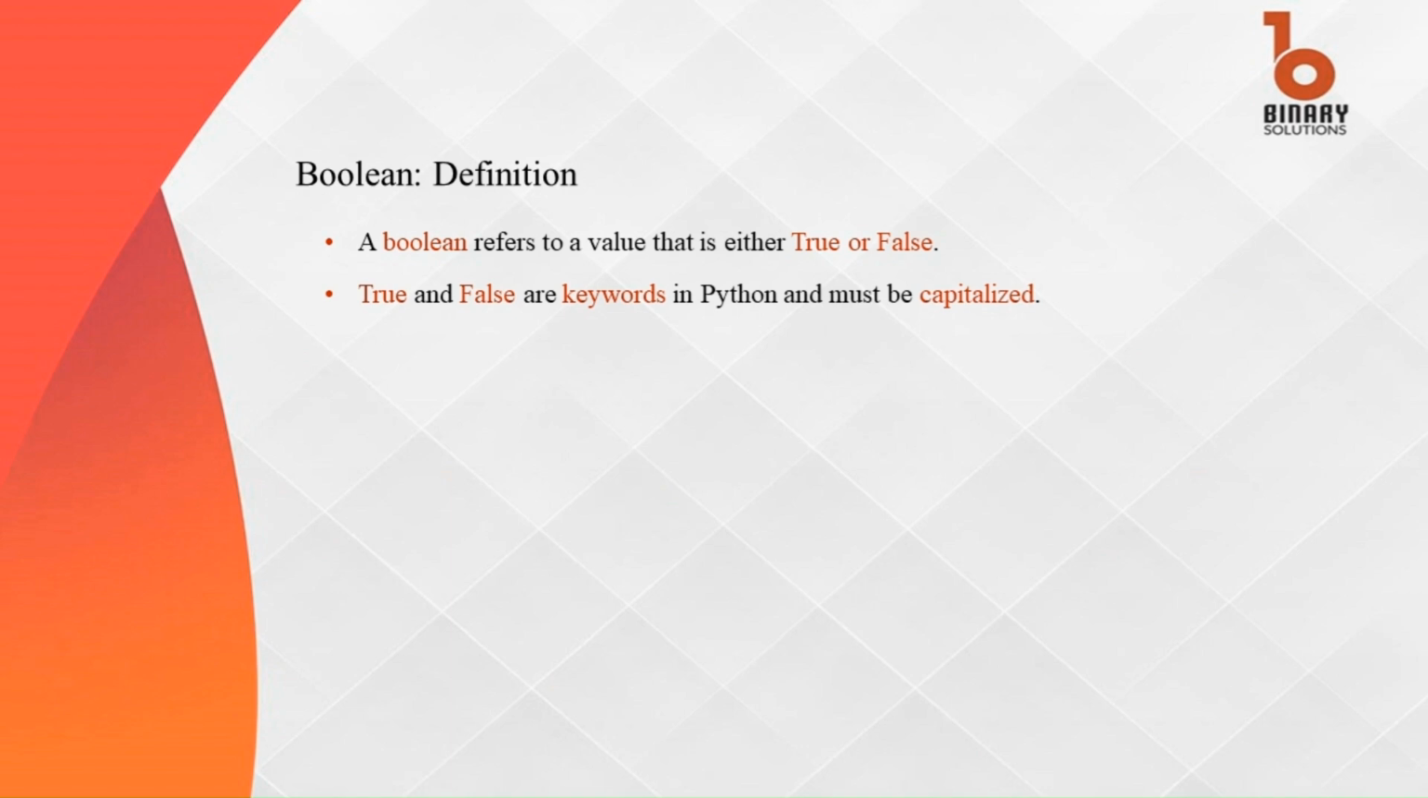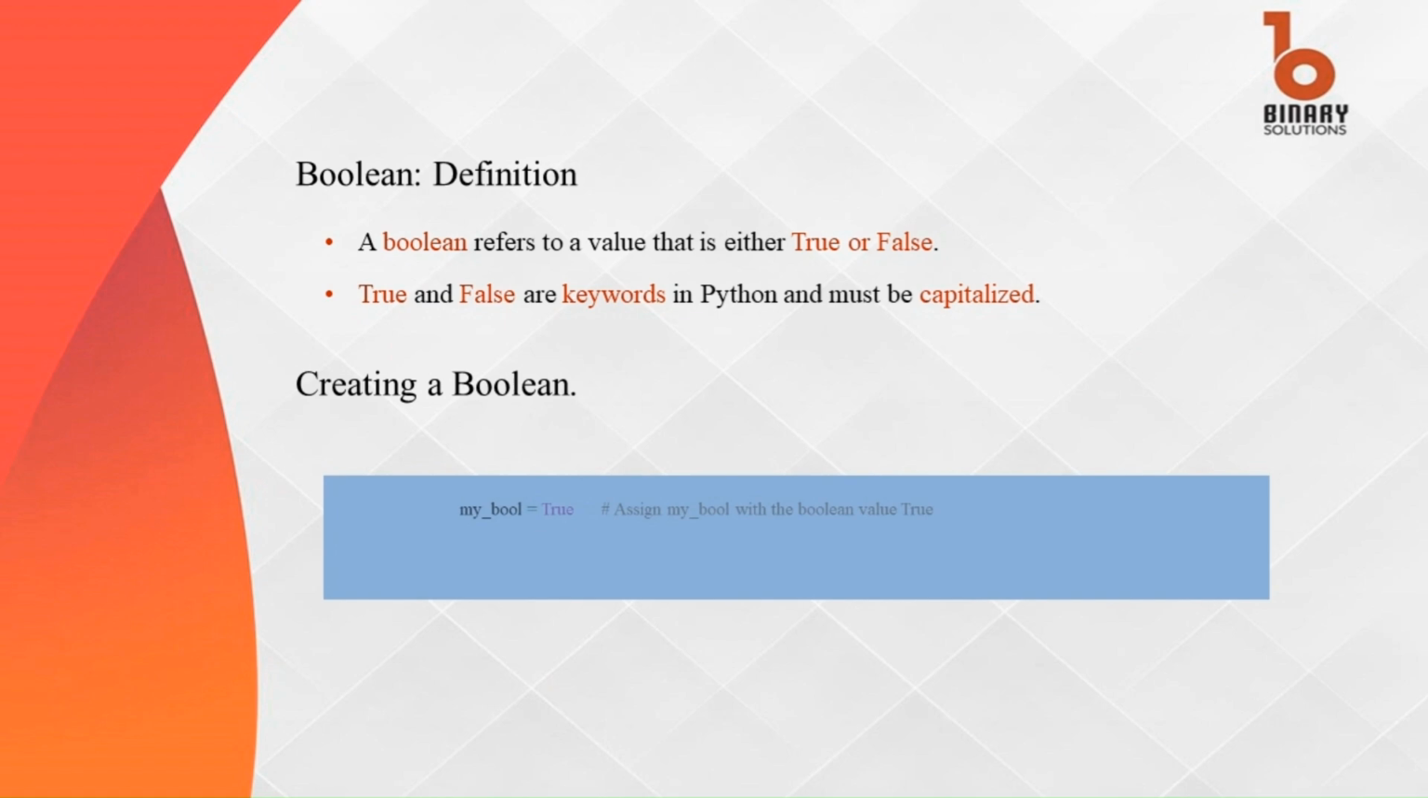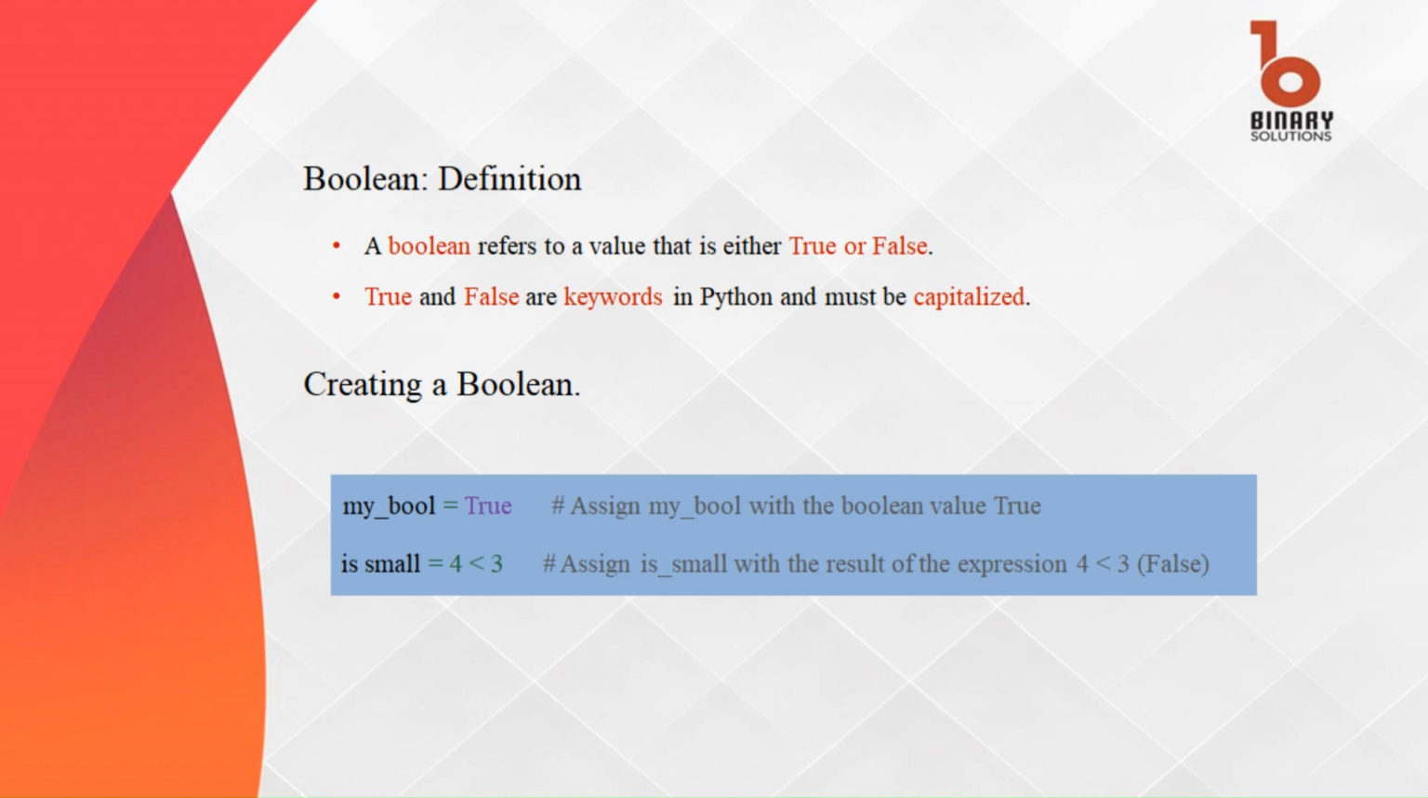For example, the assignment myBool = True sets the variable myBool to the Boolean value True. Similarly, the expression isSmall = 4 < 3 evaluates whether 4 is less than 3. Since this condition is not met, the variable isSmall is assigned the value False. This illustrates how Boolean values can be derived from logical expressions to control program flow and decision making.